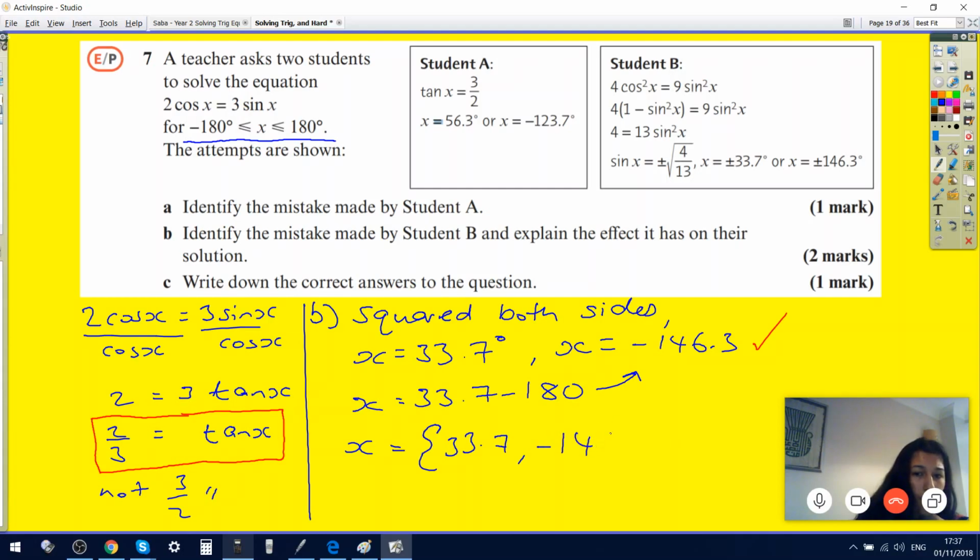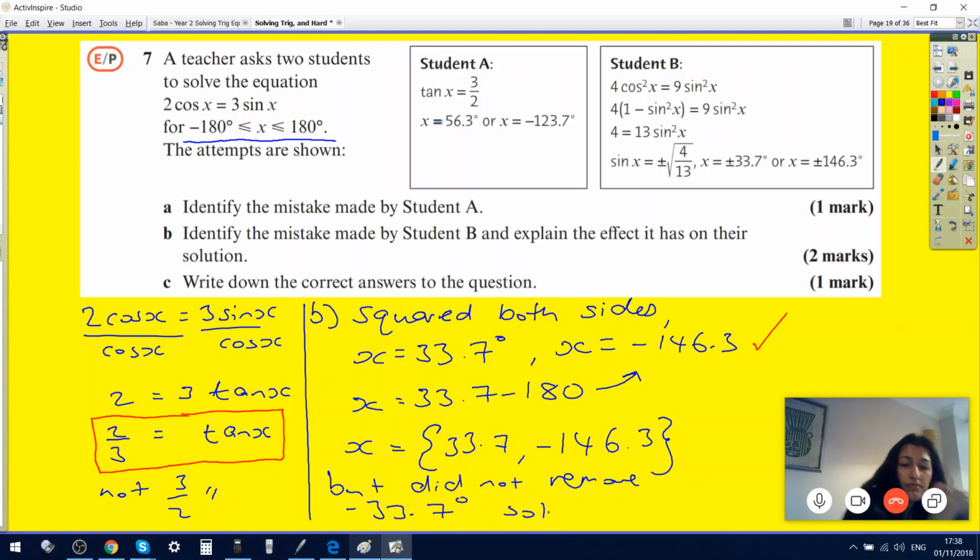What mistake did they make? Or what's wrong about their one? They have double the answers because they have plus or minus because they squared both sides. So basically they squared both sides, but they didn't remove the negative 33.7 solution. It shouldn't have a negative solution. So I don't like these questions because they show you a wrong method and then they say, what's wrong about it? It's better to just use the right method, which would be what we did. Okay, so it's a weird method. I can't imagine any students using this method.